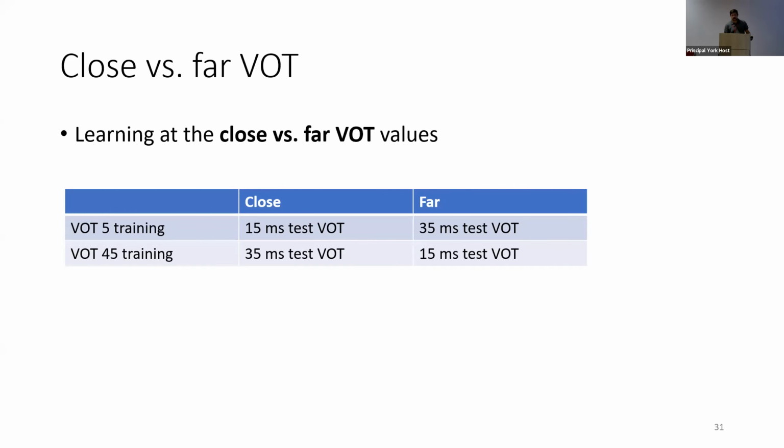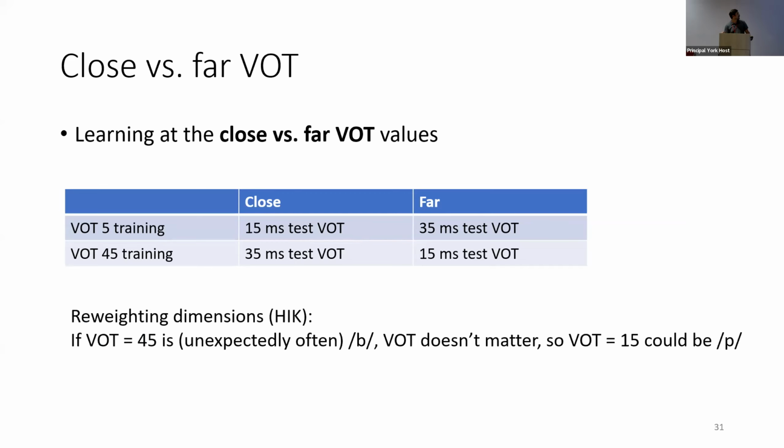All right, so then we can test this more formally to see whether there are differences in the amount of learning for the value of VOT that was close to the training value and the value that was far away. Right, so for VOT5, the close value is 15 milliseconds, and for VOT45, the close one is 35 milliseconds. So we look at how much learning there is in these close values relative to how much learning there is in the far values.